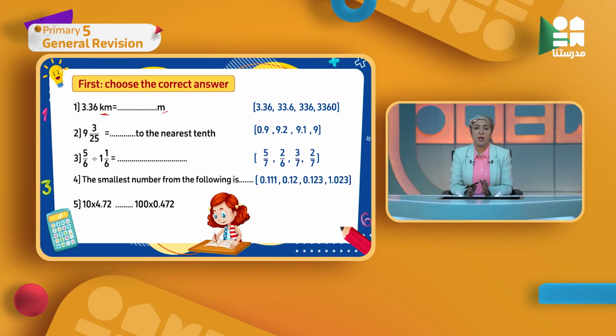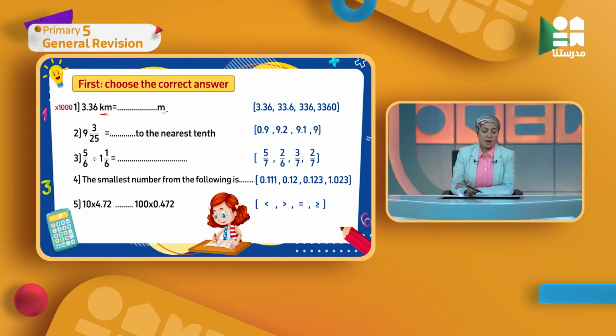From big to small, I multiply. From kilometer to meter, I multiply by 1,000. Then here, 3.36 times 1,000.